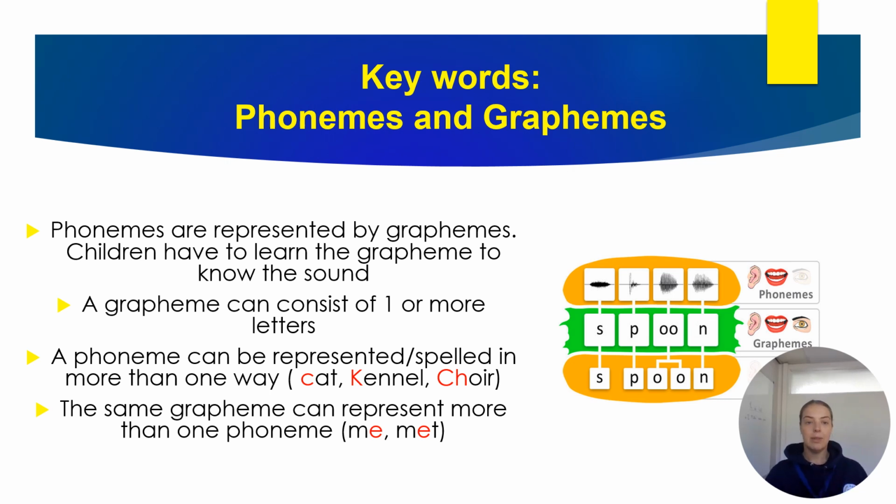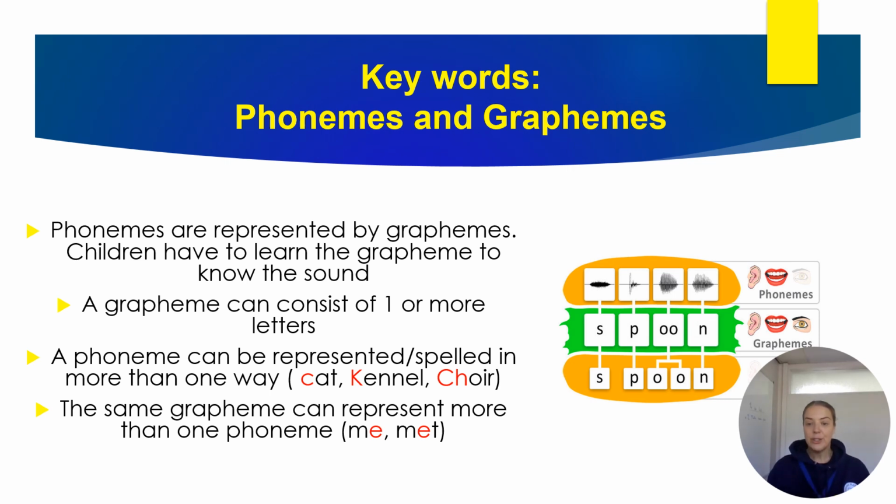For example, if they were reading the word spoon, they would point to each grapheme and say the sound that represents it. Spoon. The graphemes here are S, which is represented by the letter S, P, which is represented by the letter P, U, which is represented by two letter O's, and N, which is represented by the letter N.